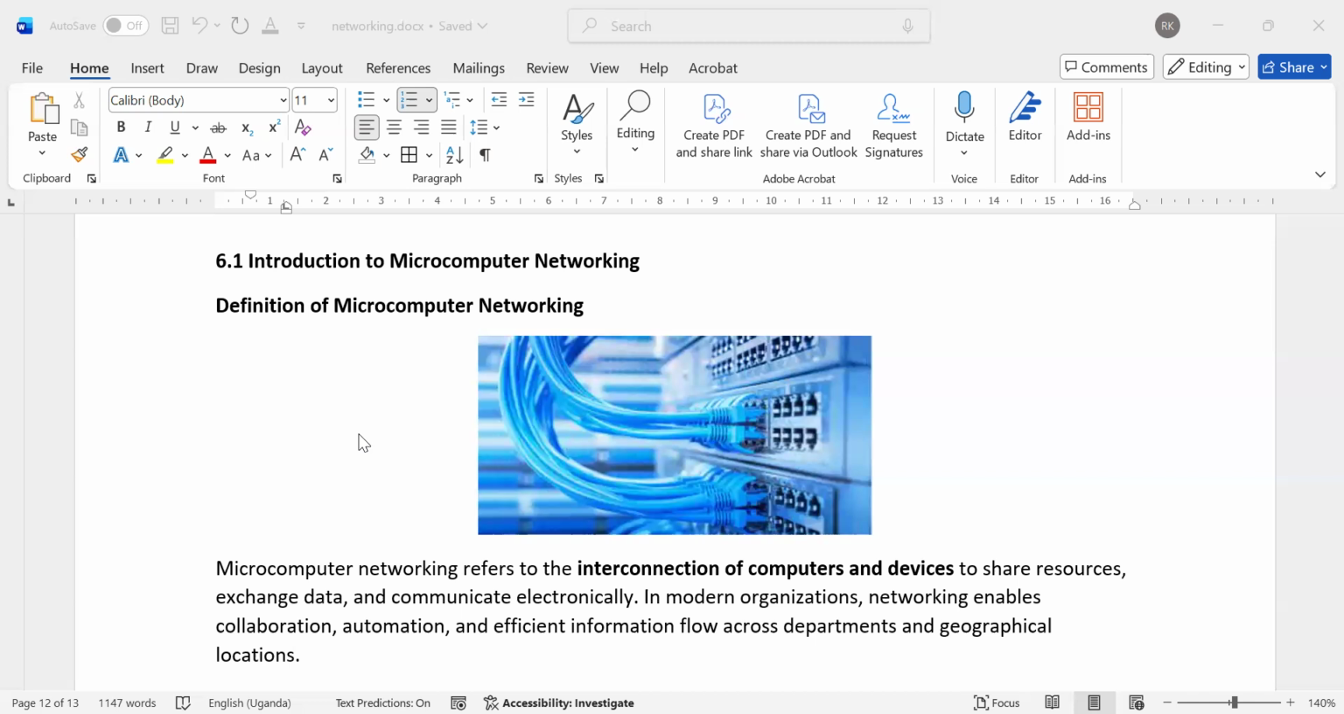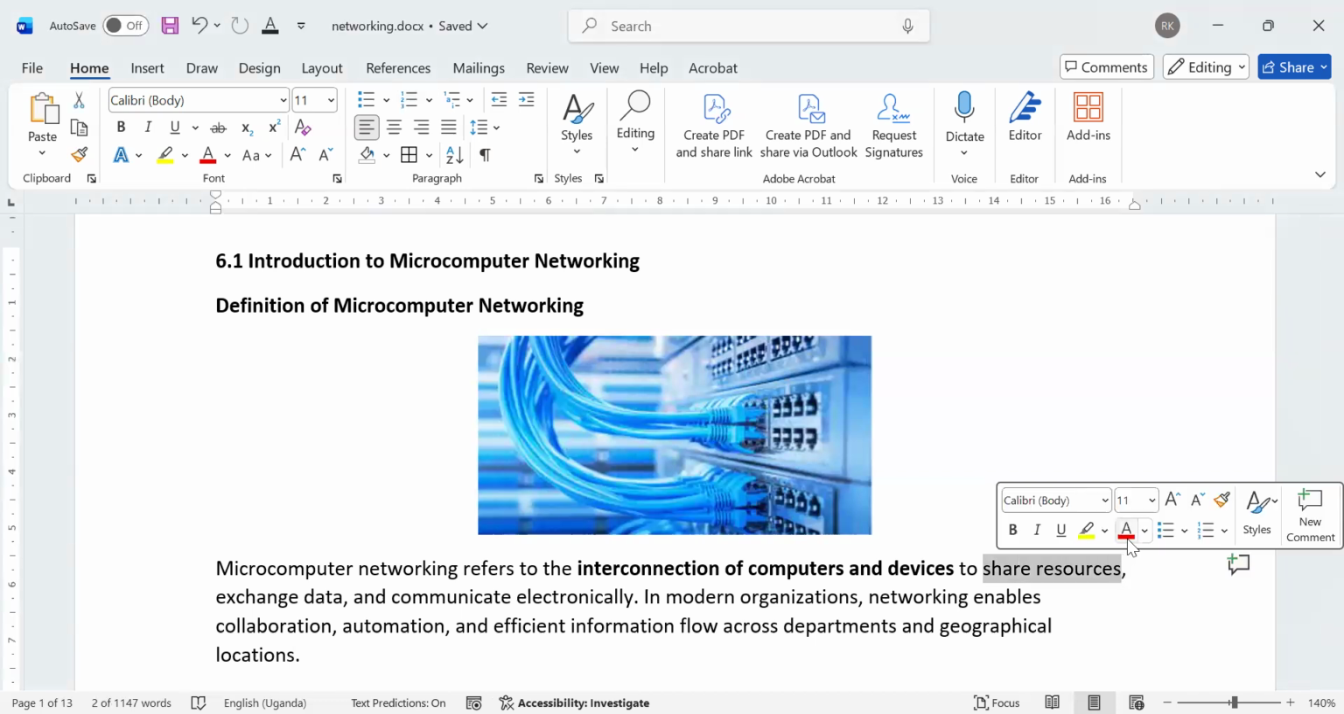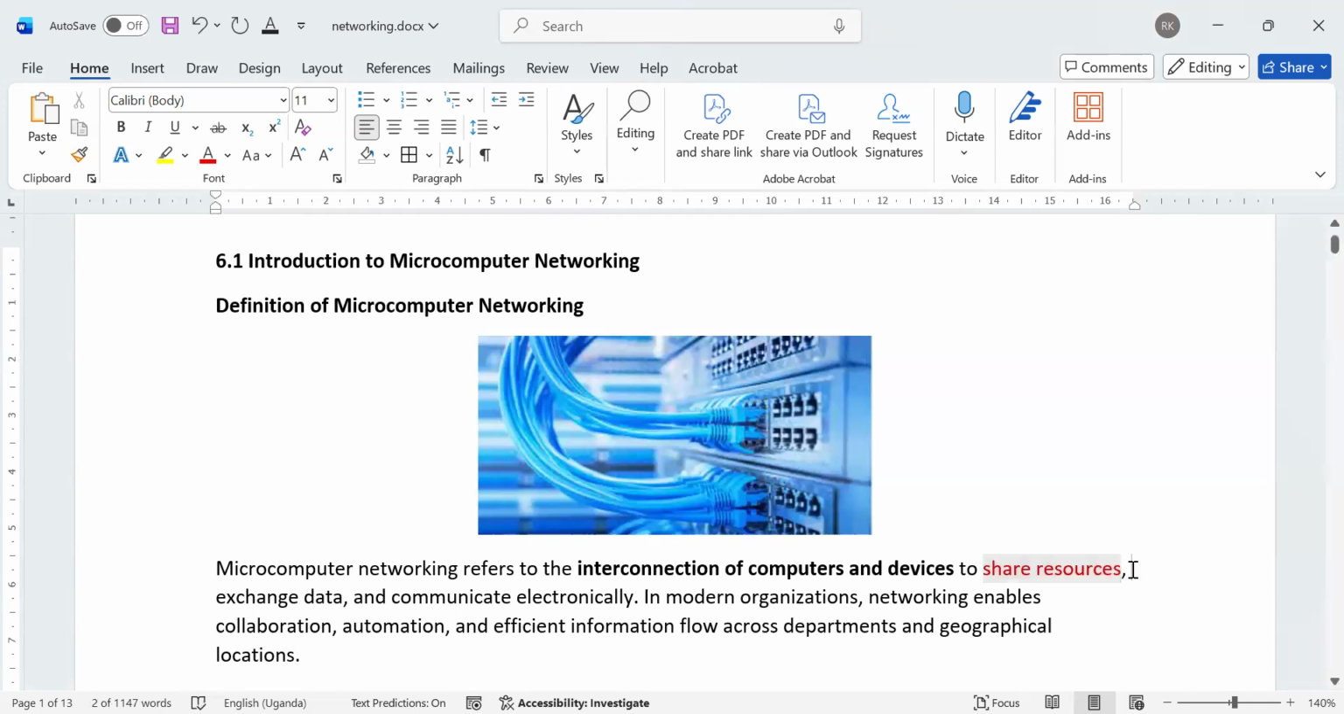Microcomputer networking refers to the interconnection of computers and devices to share resources. This is a very important word here. The main reason we connect computers together is all about sharing resources. When we talk of resources, we don't mean money, but resources like the internet and the printer. Most of you at your workplaces have one printer, but over 20 people are using it to print. You have one internet access from one service provider, but over 100 people are using the same. At a university, we have one internet connection, but every student and every staff is using it. This can happen due to the interconnection of computers and devices. So the major reason behind a network is all about sharing resources.